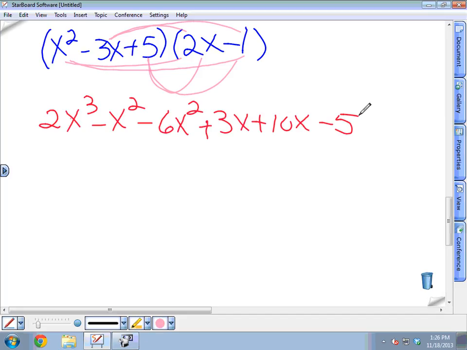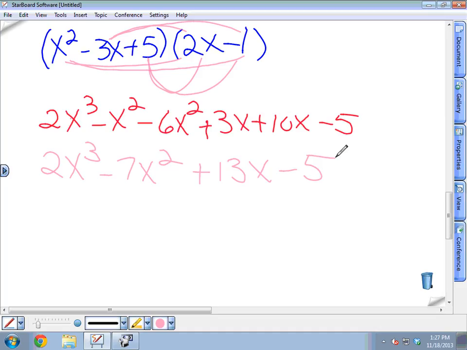Okay. There's only one term with an x cubed in it. But notice I have 2 terms with an x squared in it. Minus 1 minus 6 is minus 7. I have 2 terms with x's in it. Plus 3 plus 10 is plus 13. And then the minus 5. Does anyone have a question on that before I move on?